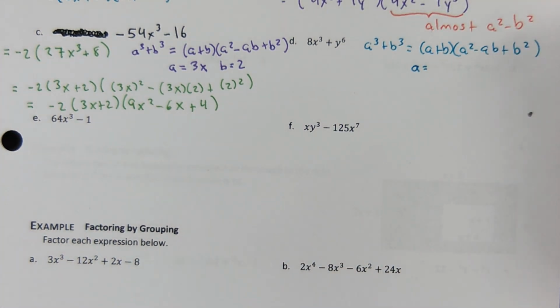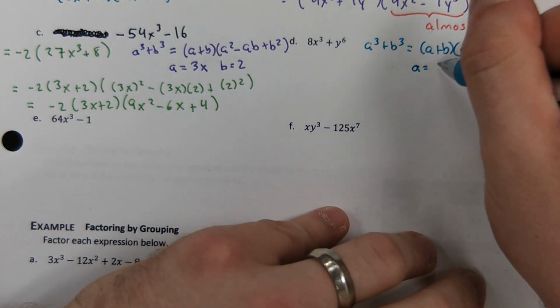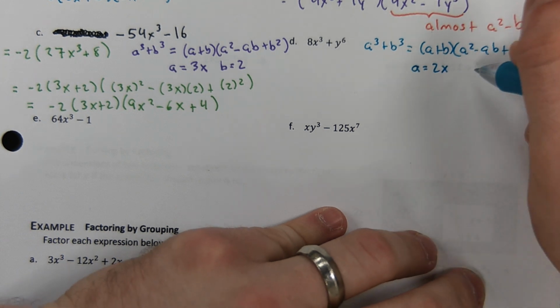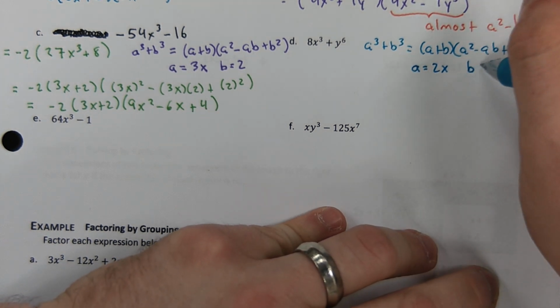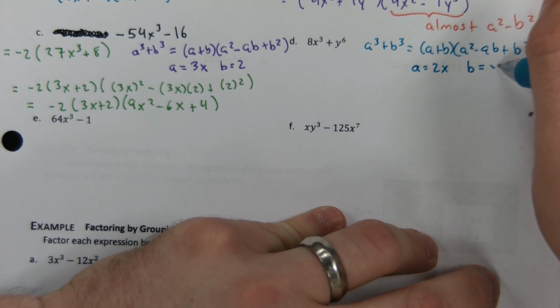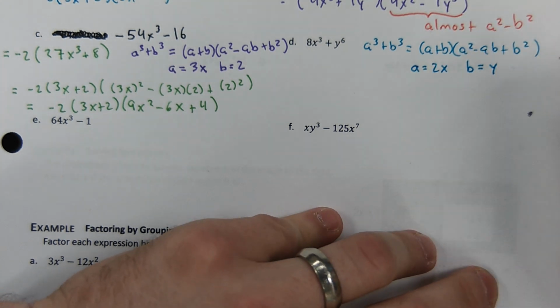What is the cube root of 8x cubed? You shout it out, guys. Let me hear it. 2x. Good. And then what is the cube root of y to the 6th? Y to the what were you saying? Y to the 3rd. Good.